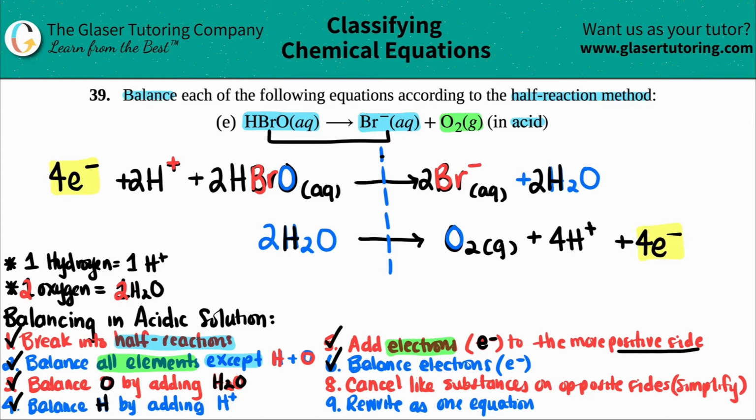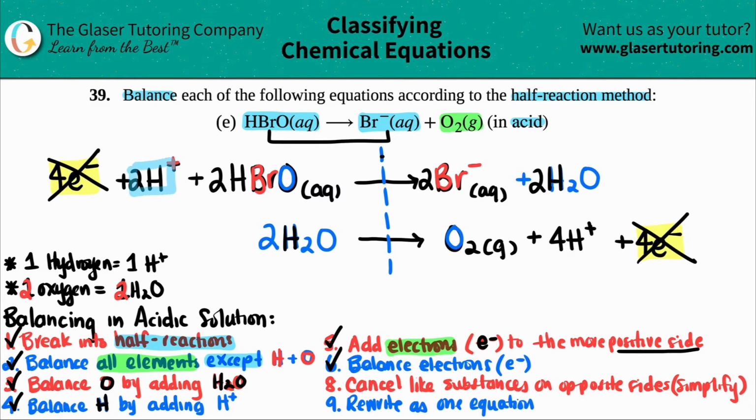Now, we did this for a reason. We never see electrons in a final balanced equation. They're there, but they're just canceled out. So that's what we have to do. We have to cancel out like substances that are on opposite sides. All we're doing is simplifying. So the 4 electrons, they're the same on opposite sides. They go bye-bye.